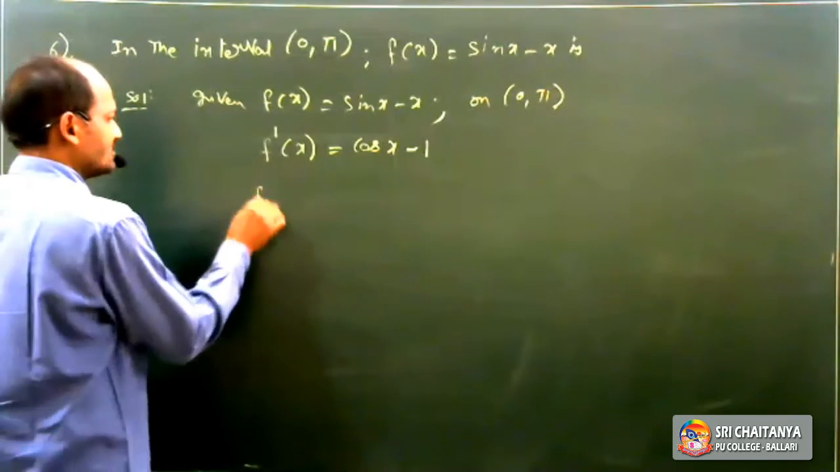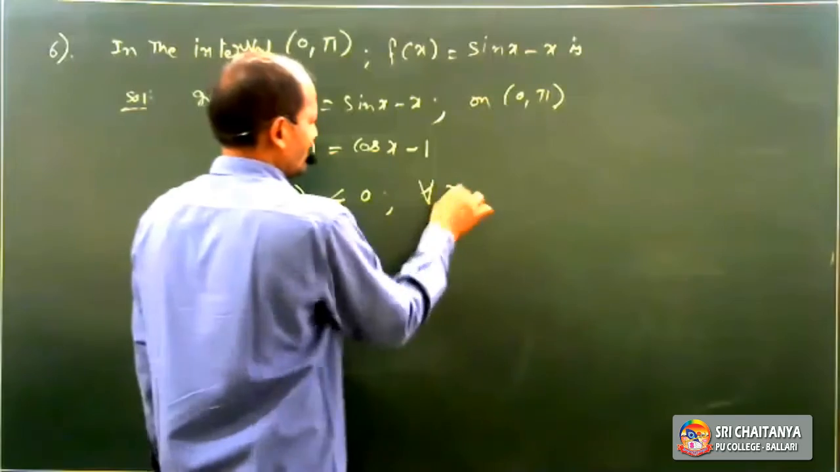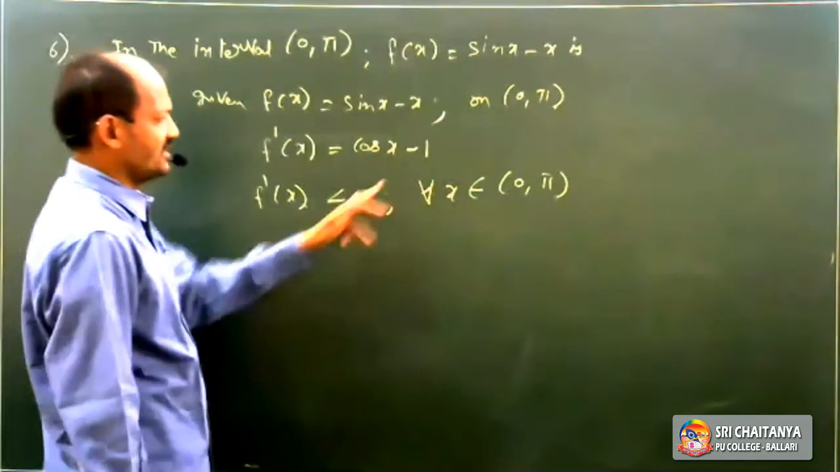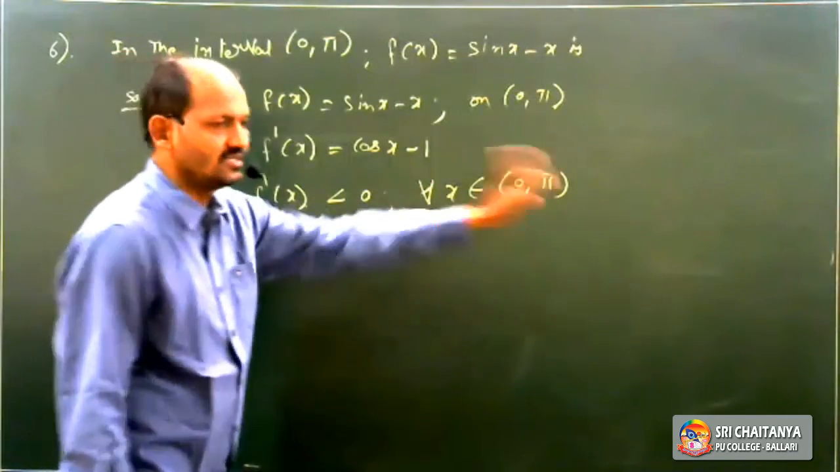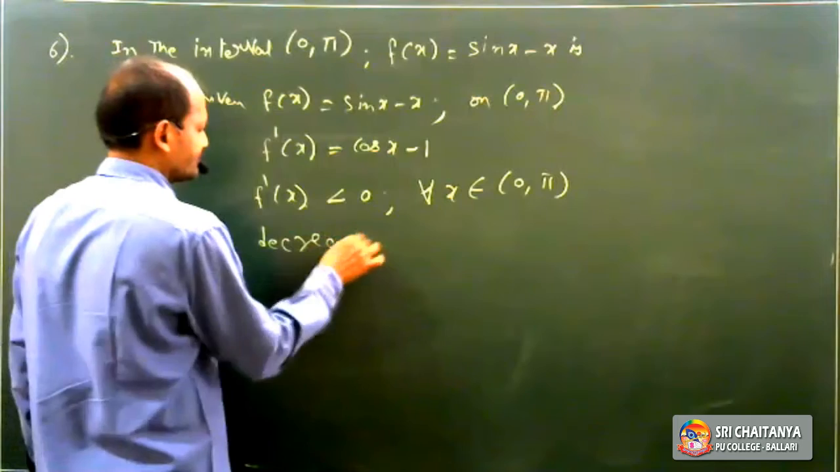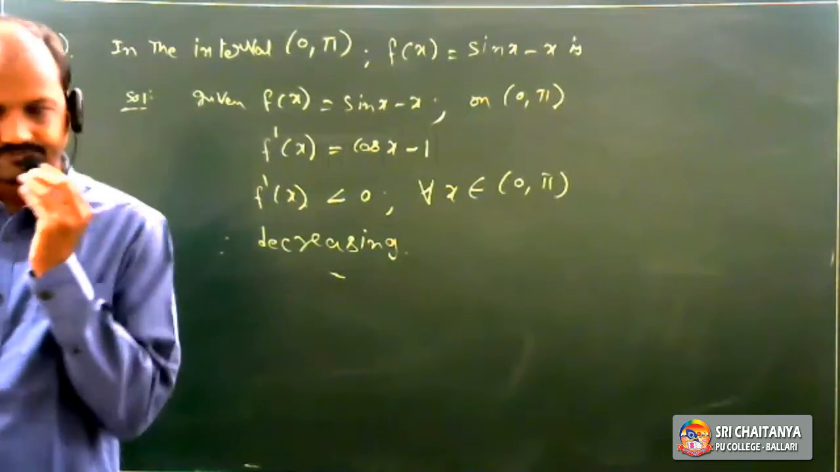F dash of x is less than 0 for all x belonging to 0 to pi. So cos x minus 1 is less than 0 in this interval, therefore it is decreasing. It is a decreasing function.